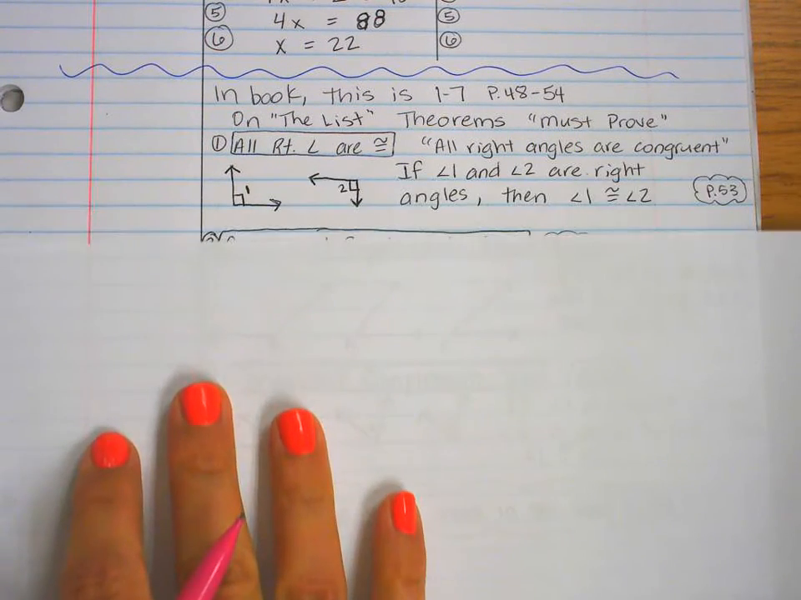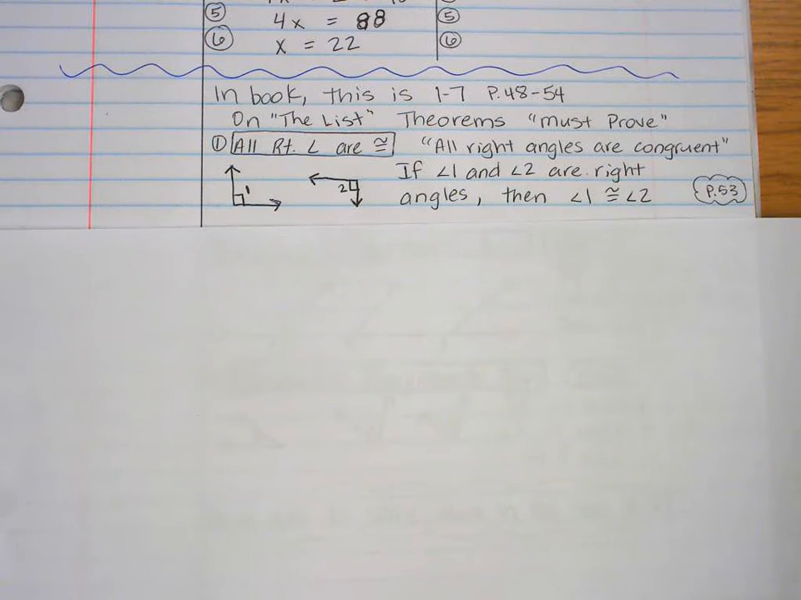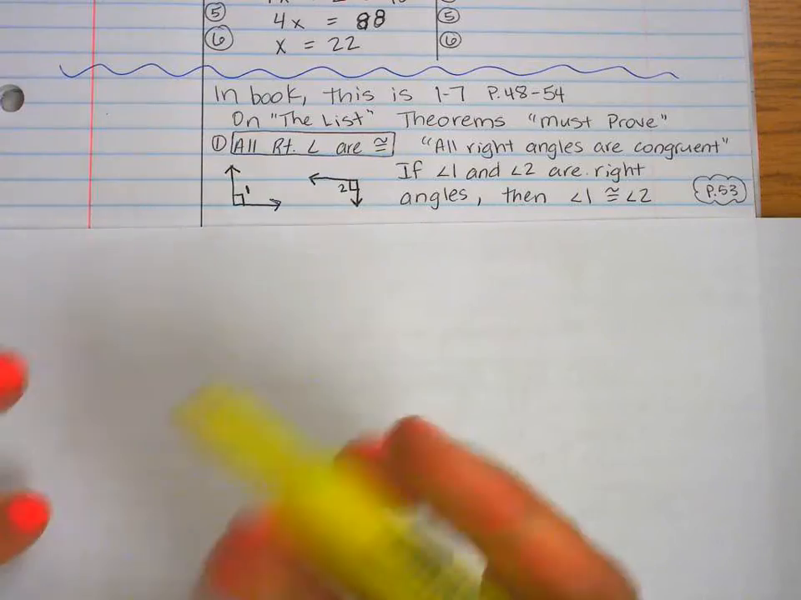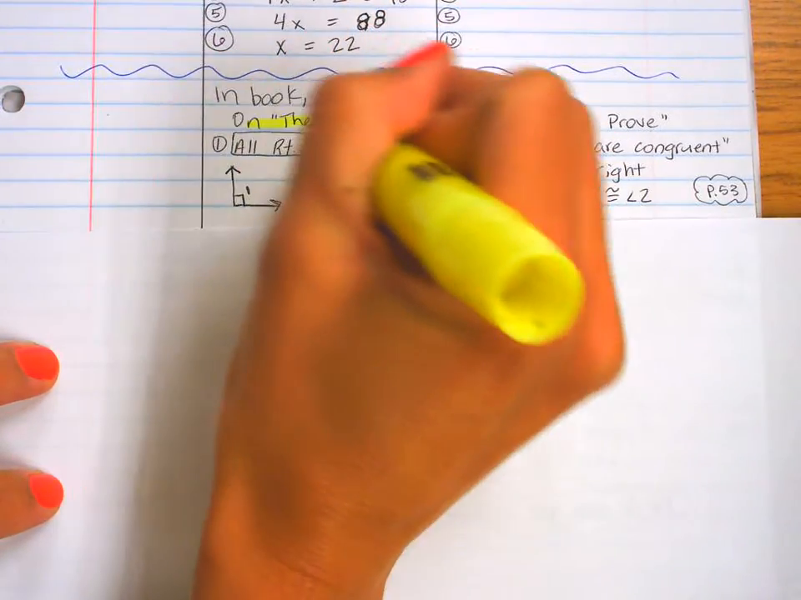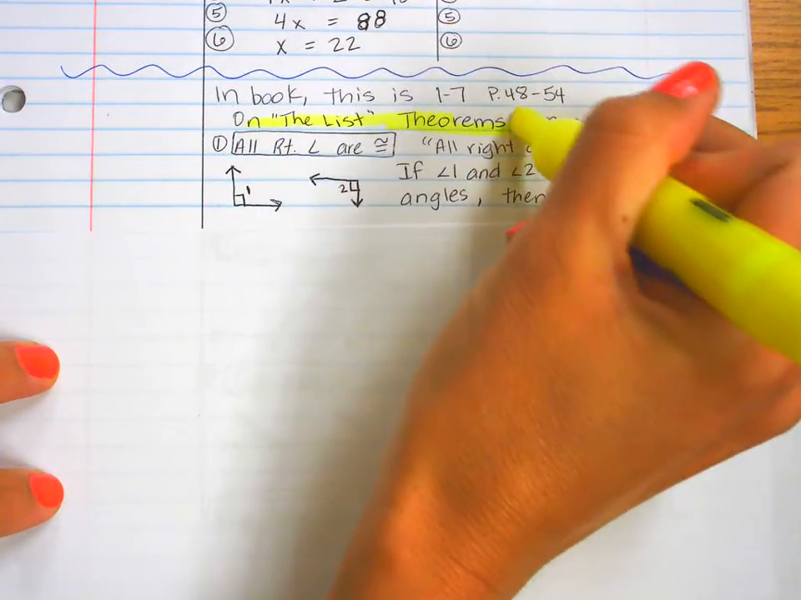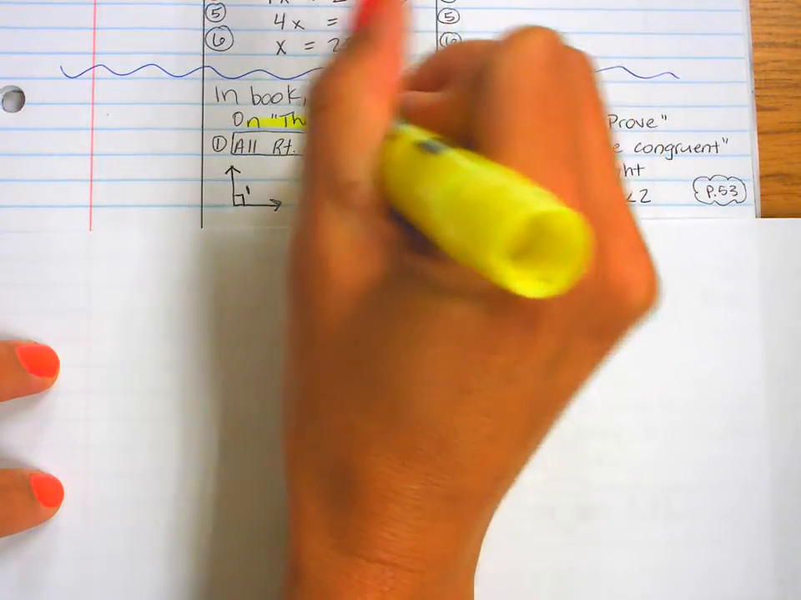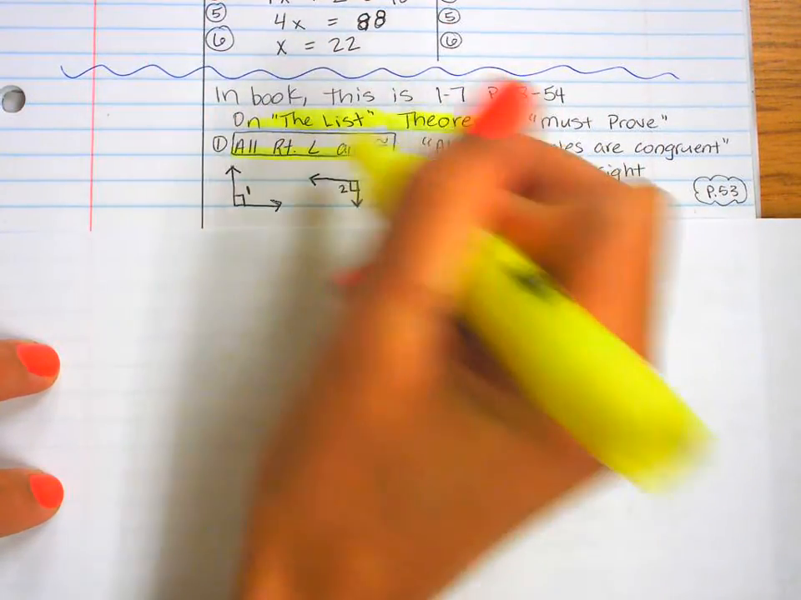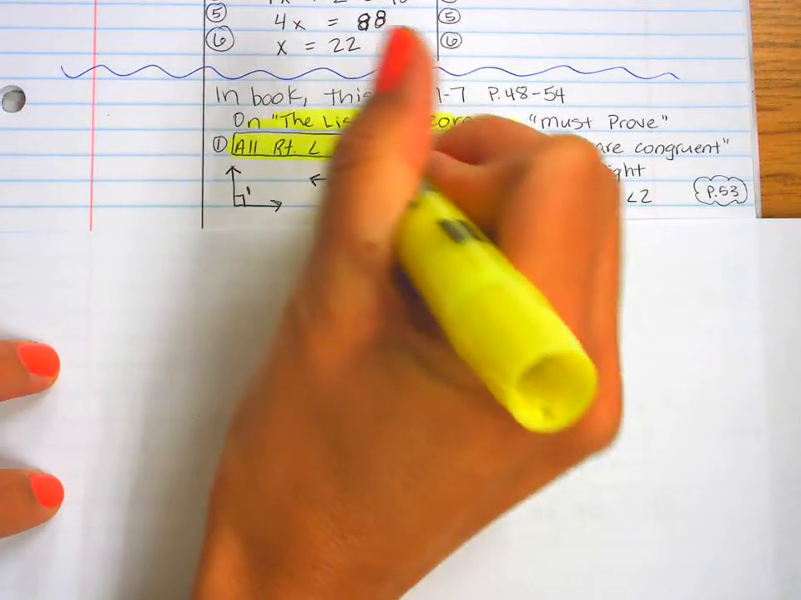But here is the first one we'll go over. And again, this is in the list. My numbering is based off of the list. These are on PowerSchool, but I'd like you to have them in your notes so that you can easily refer to them there as well. Our first theorem is this one.